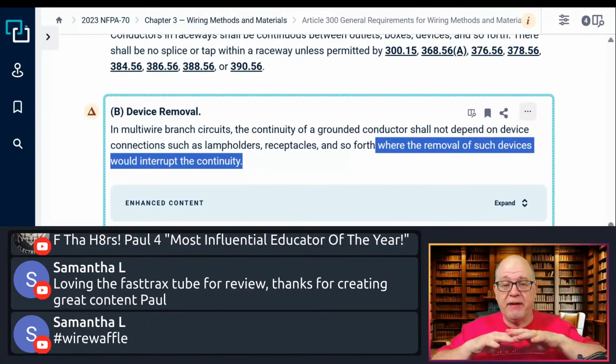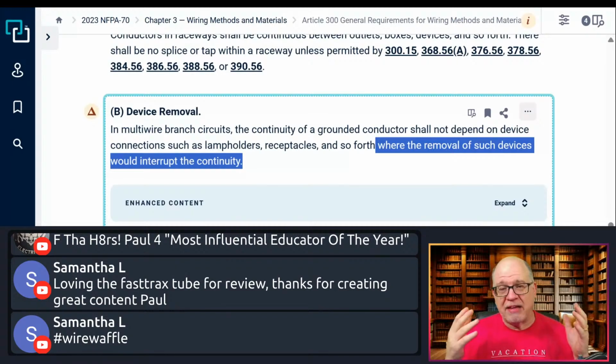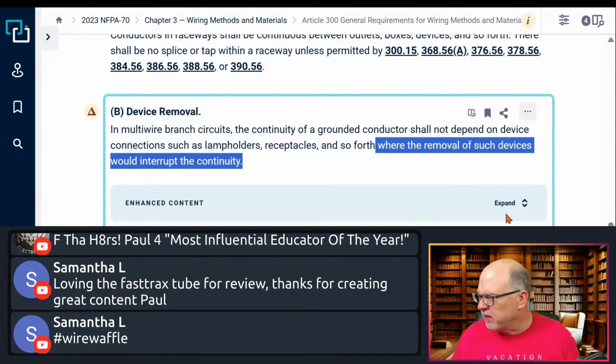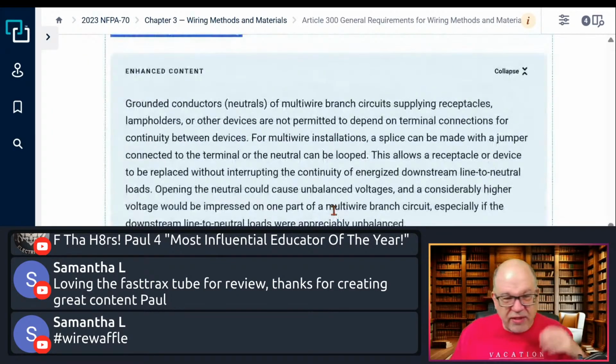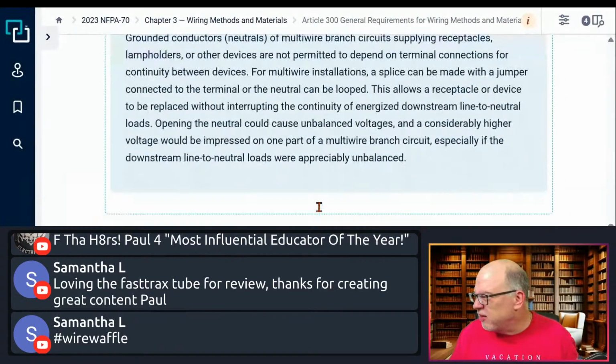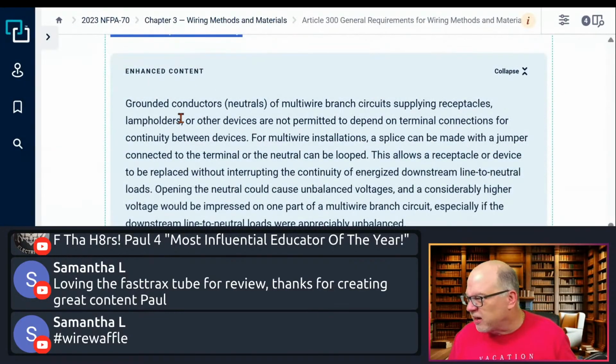Don't let that be the linchpin for the continuity of your grounded conductor. That's why we typically will splice it on a multi-wire branch circuit and take a jumper over to the actual device. Now this doesn't really give an illustration, sadly, but it does give some language. It says the grounded conductor (neutral) of a multi-wire branch circuit supplying receptacles, lamp holders, and other devices is not permitted to depend on terminal connections for continuity between devices. For multi-wire installations, a splice can be made with a jumper connection to the terminal, or the neutral can be looped.